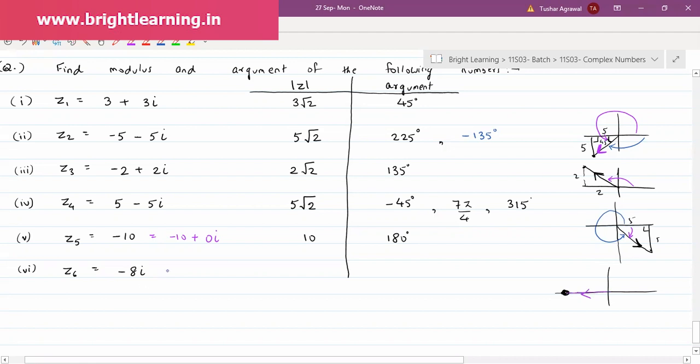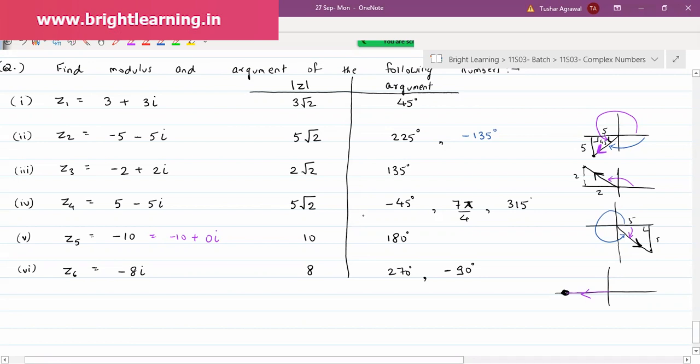And minus 8i. The magnitude will be 8, and the argument, either you call it 270 degrees with a plus, or you call it 90 degrees with a minus, negative 90 degrees. Minus 8i will be on the negative y-axis, the negative imaginary axis. Yes, sir. Okay.